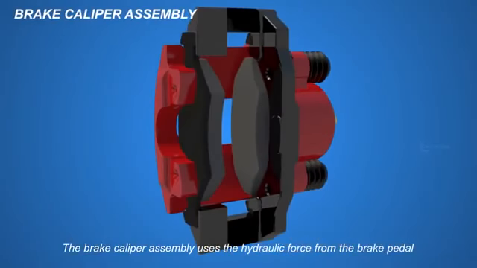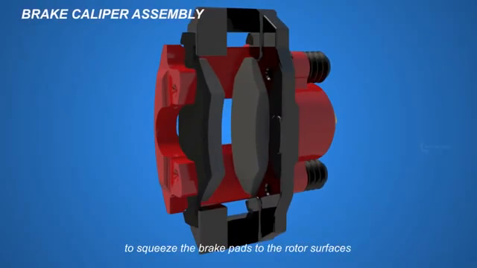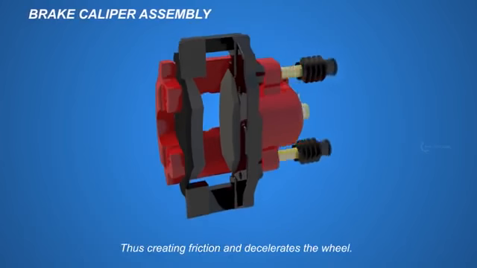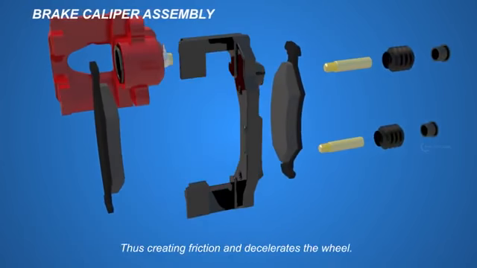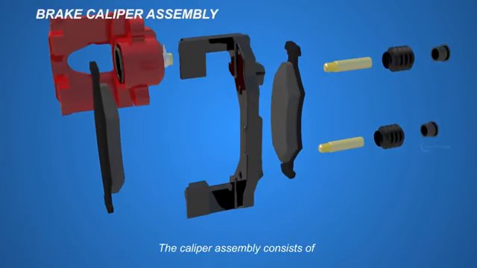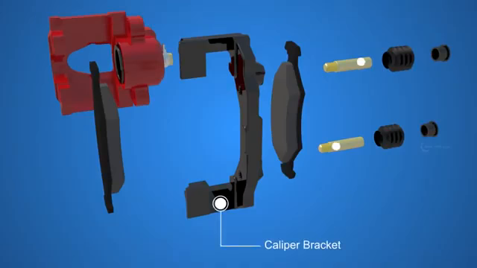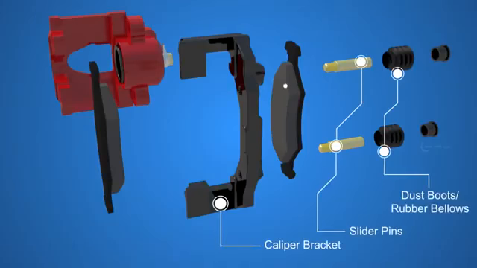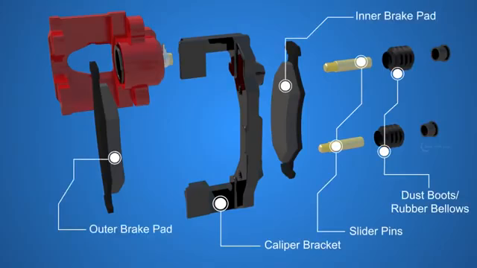The brake caliper assembly uses the hydraulic force from the brake pedal to squeeze the brake pads to the rotor surfaces, thus creating friction, and decelerates the wheel. The caliper assembly consists of the caliper bracket, slider pins, dust boots, inner brake pad, outer brake pad, caliper frame, and inside it, the piston.